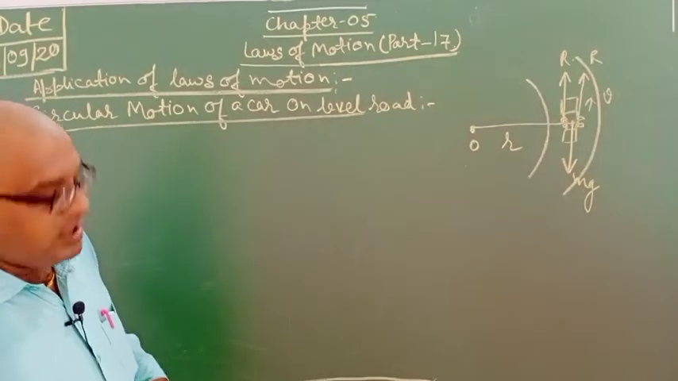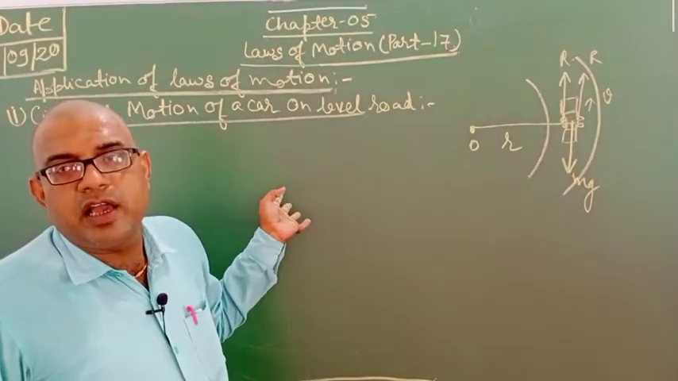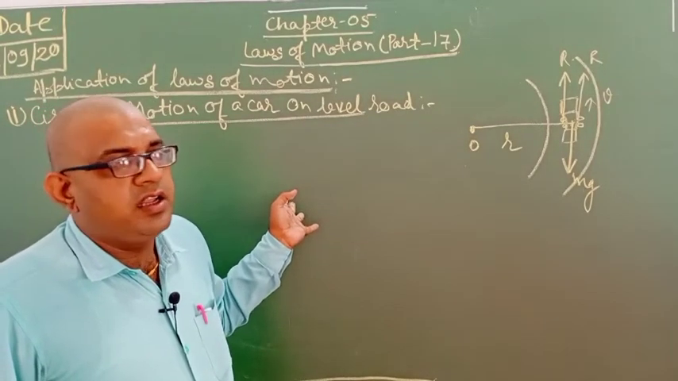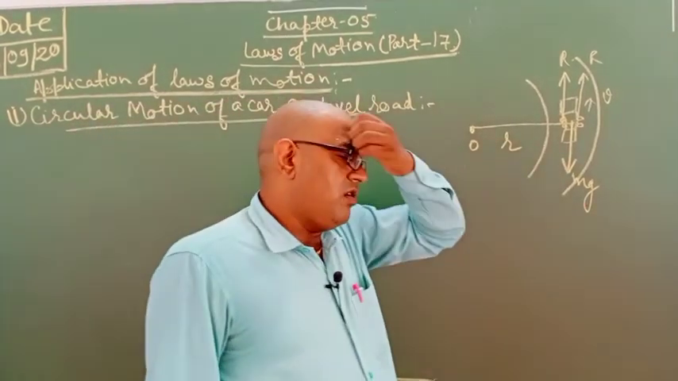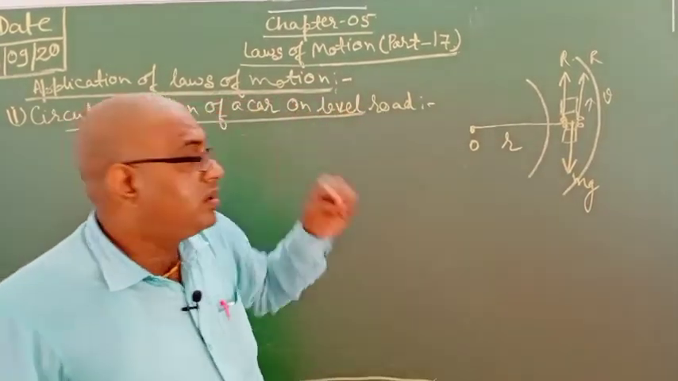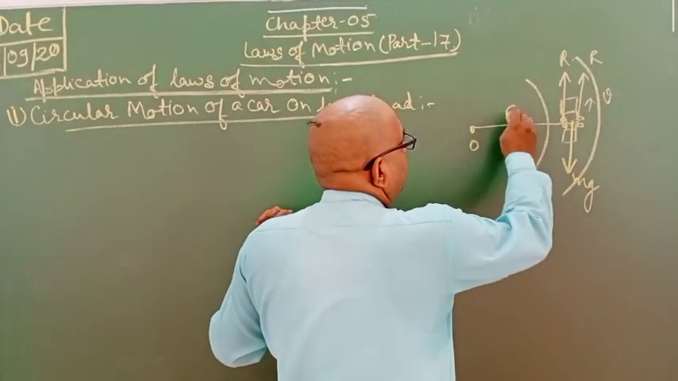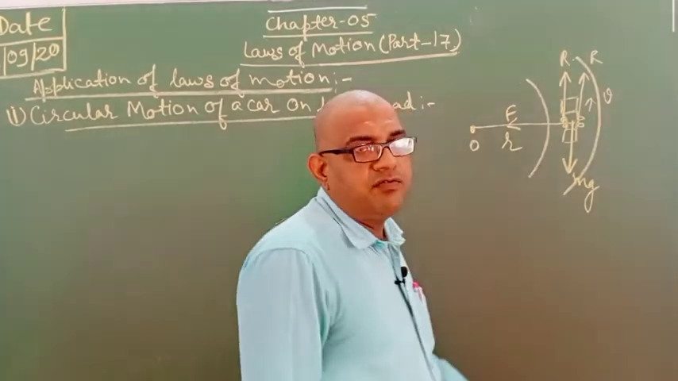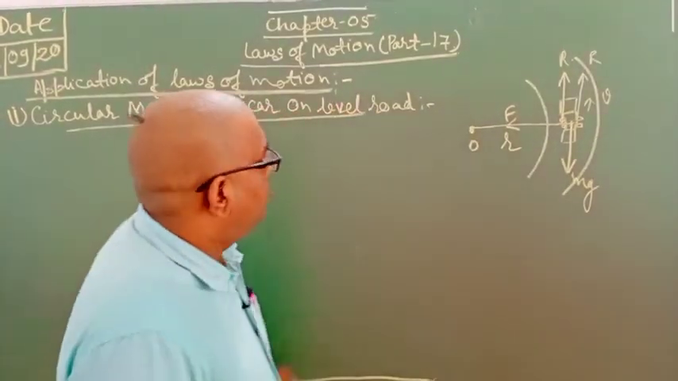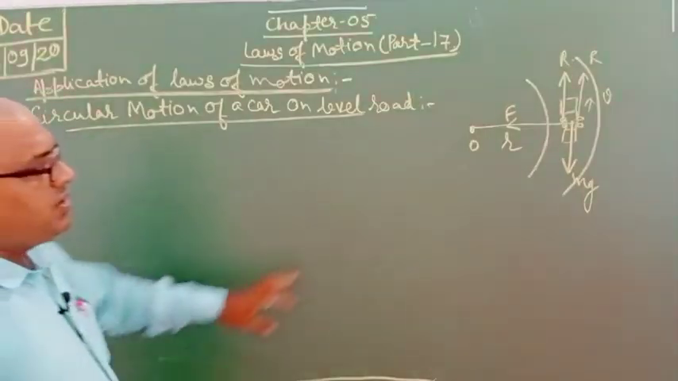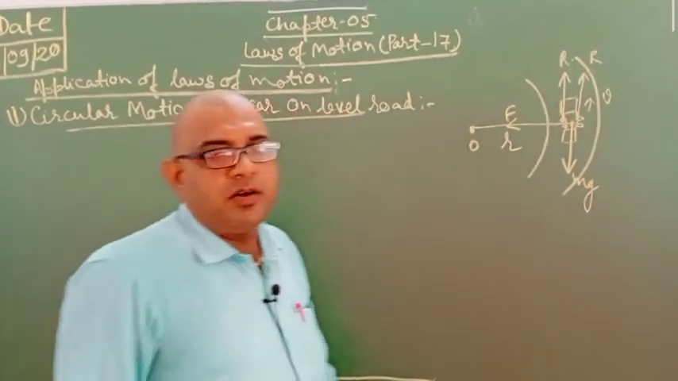Clear? Now dear students, as I told you before while talking about the dynamics of circular motion, in the case of turning of a car on the level road, the centripetal force is provided by the friction between the tires, the frictional force between the tire and the level road.